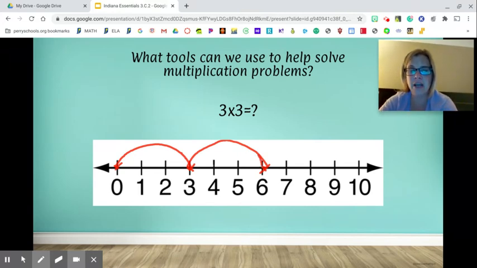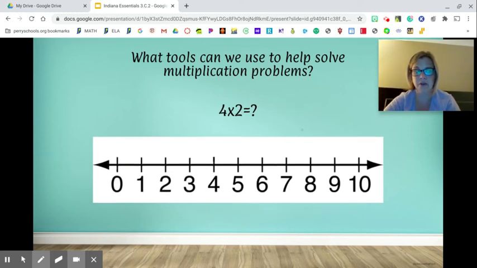Then I'm going to count out 3 more. 1, 2, 3, and I'm going to land on the 9. That is 3 jumps. I've made my 3 jumps to show 3 times 3. 3 jumps where I made jumps of 3. 3 times 3 equals 9.